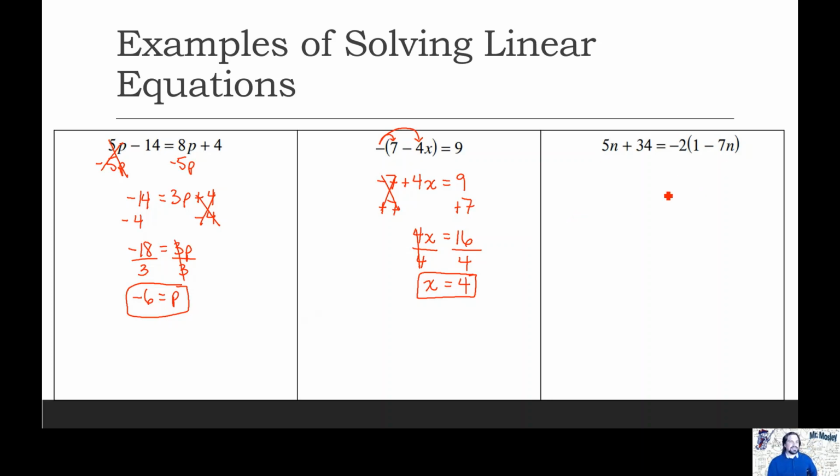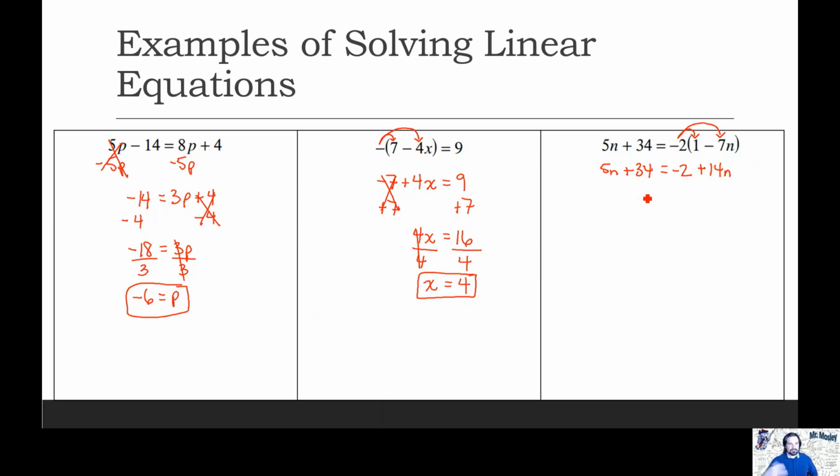All right. Last example here, we have 5n plus 34 equals negative 2 times, in parentheses, 1 minus 7n. So again, we want to simplify first. In this case, we need to simplify the right-hand side before we can get started. So we have negative 2 times 1 and negative 2 times negative 7n. The 5n plus 34 stays the same because I'm not doing anything to that side yet. Negative 2 times 1 is negative 2. Negative 2 times negative 7n is plus 14n.